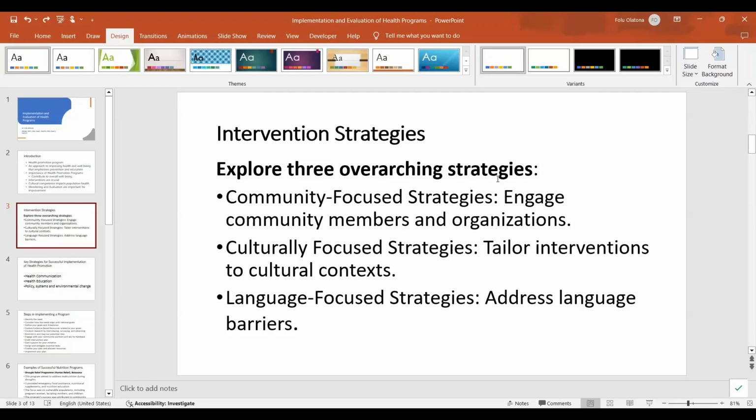It's very important to also note culturally focused strategies. So intervention should be tailored to cultural context. So if there's a particular community where they don't eat pig, for example, and you want to promote adequate consumption of protein, you will not be giving examples of pig, pork as the kind of meat they should eat in that community. If it's a community where they don't allow women to educate people or lead people, so maybe you need to include more men in your group.